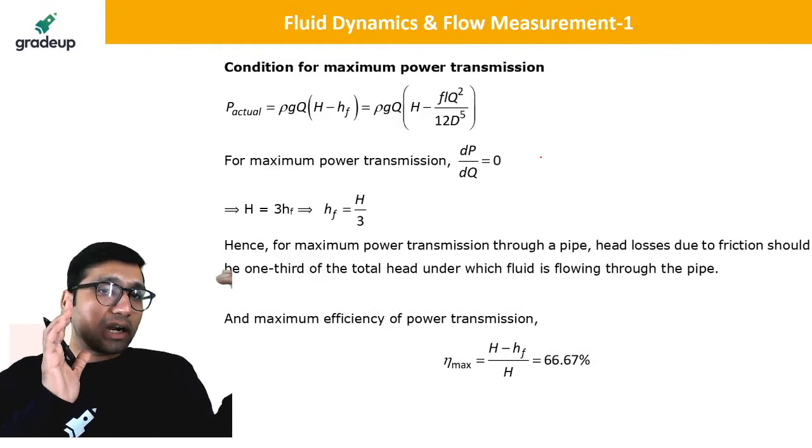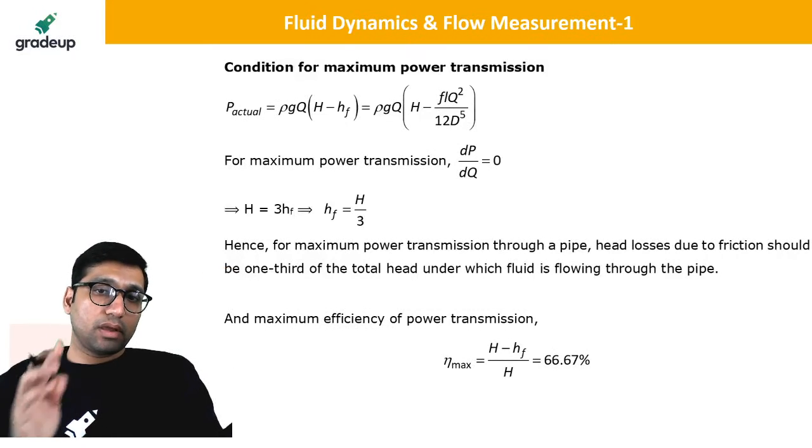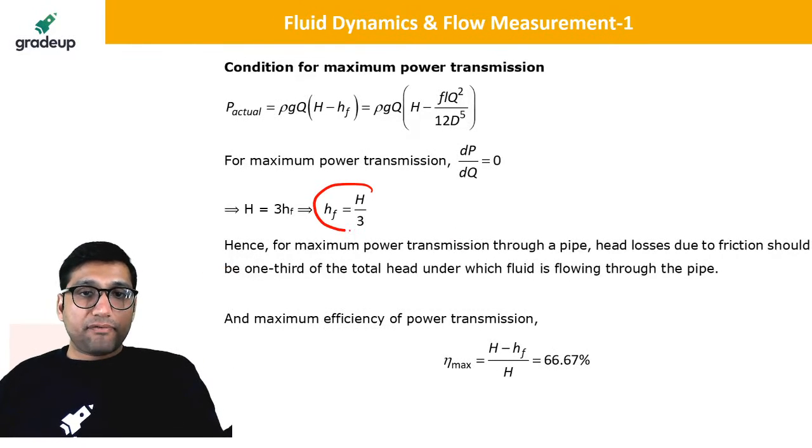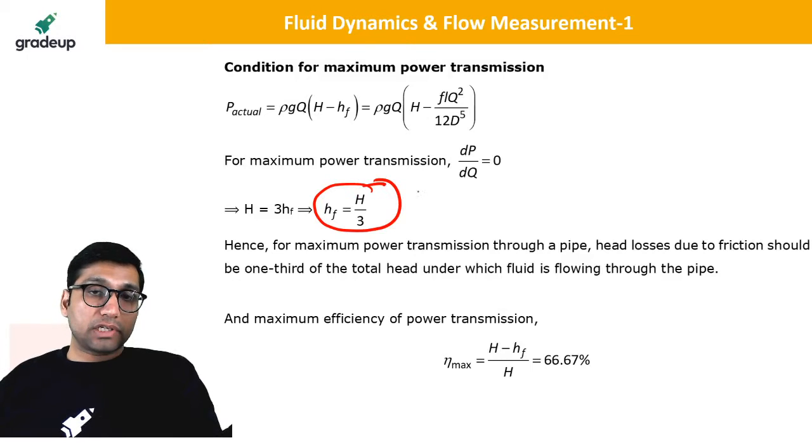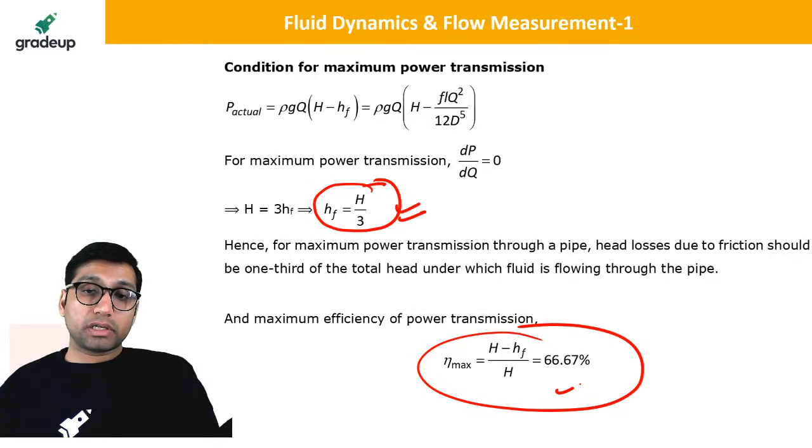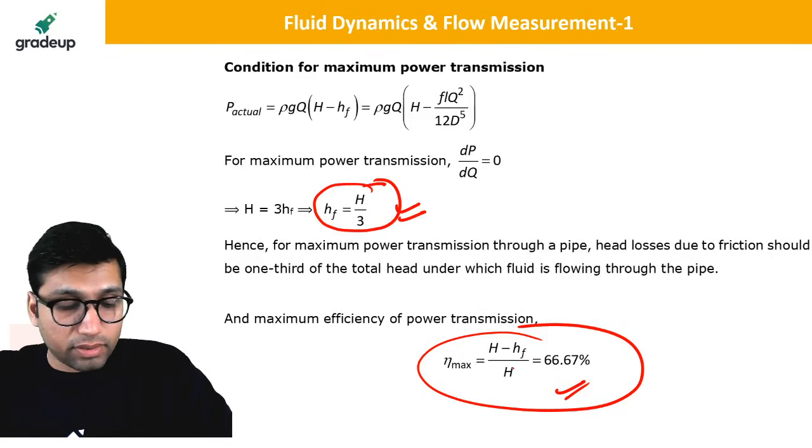If we have to find the condition of maximum efficiency, then maximum efficiency will happen when the head loss due to friction is equal to 1/3 of the total head. When the head loss due to friction becomes 1/3 of the total head, you will get the maximum efficiency, and that maximum efficiency of power transmission is equal to 66.67%.